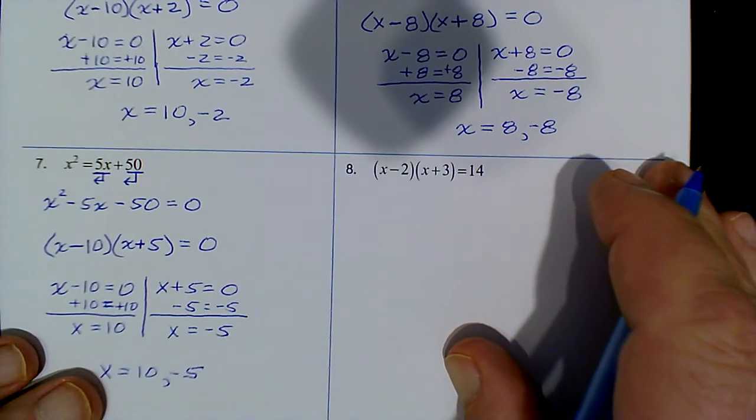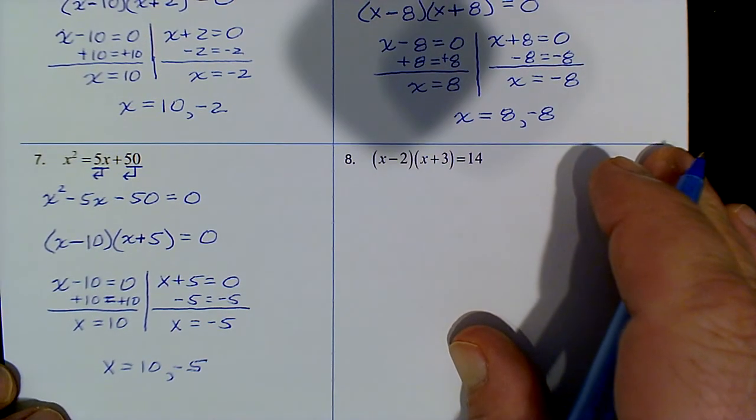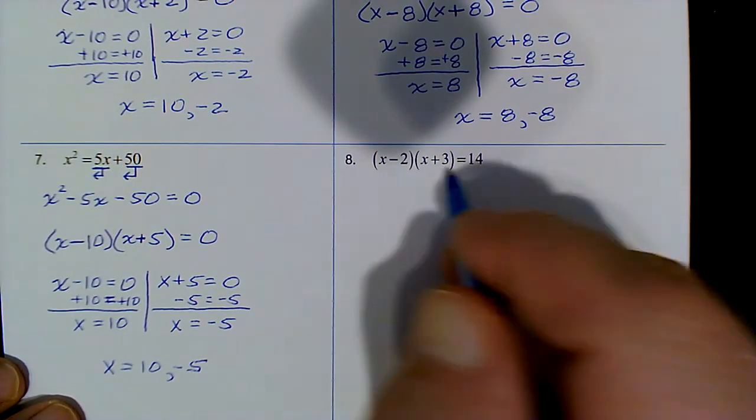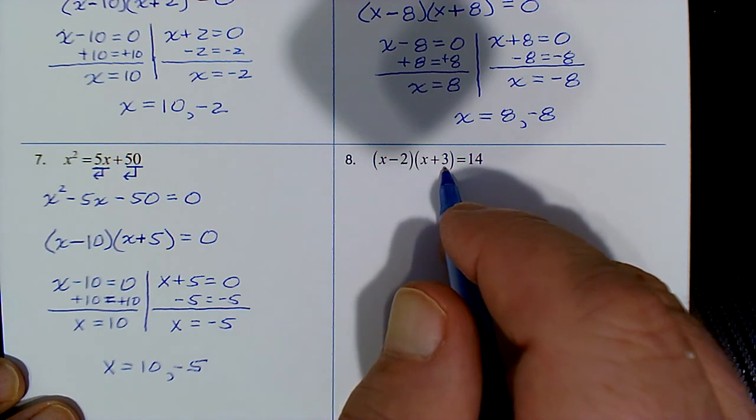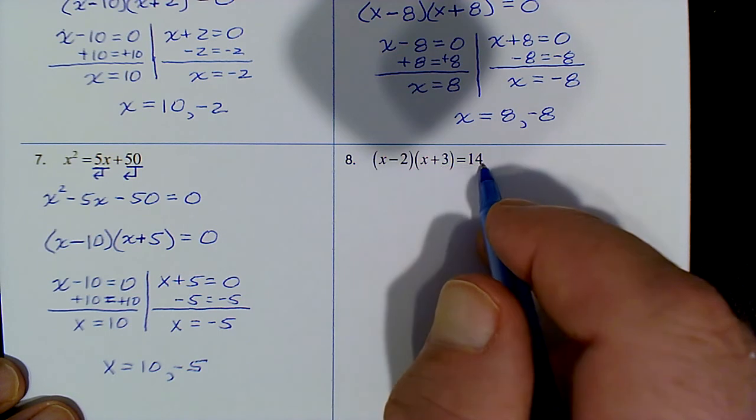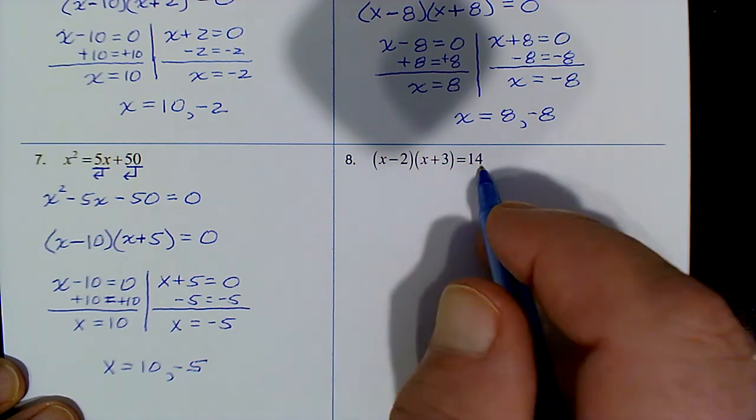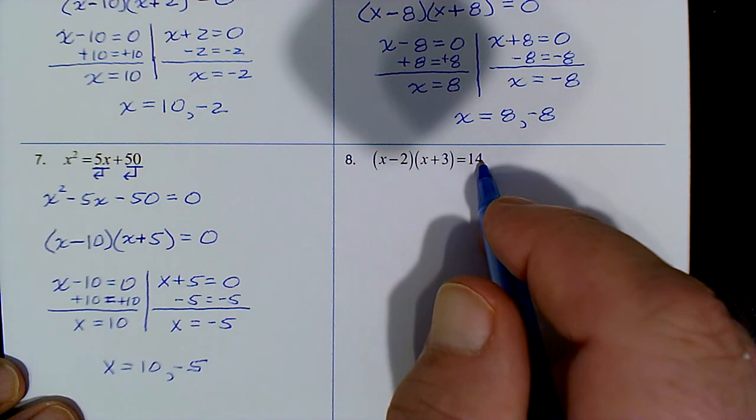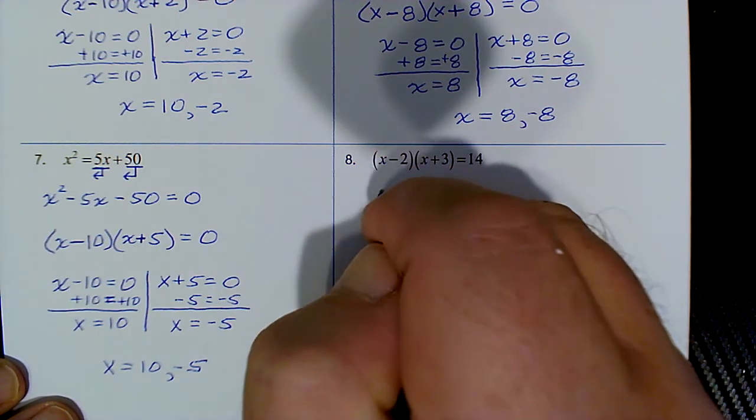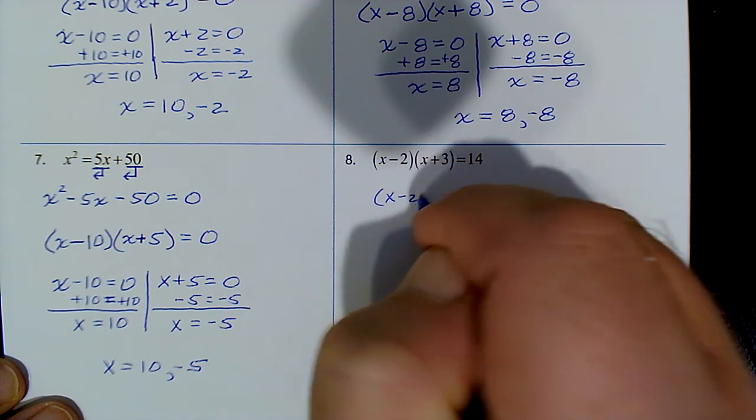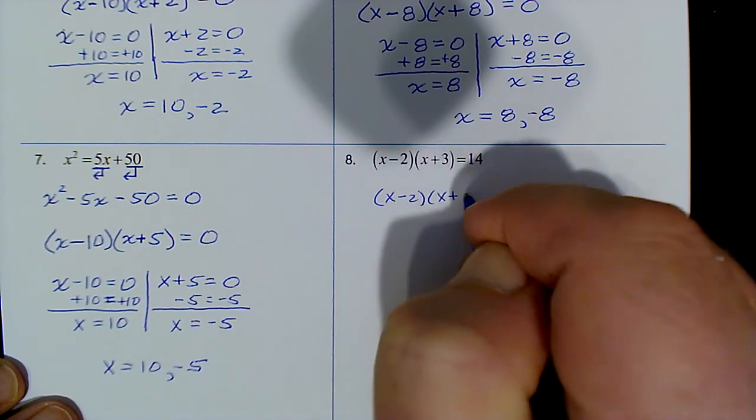Now, question 8 is probably one of the more complicated ones that we'll encounter. Notice that it looks like you can use the 0 factor property right away, but you can't because it's equal to 14. And there is no property such that you could set each of these factors equal to 14. This side has to be 0. So in order to deal with this one, I'm going to recopy this.